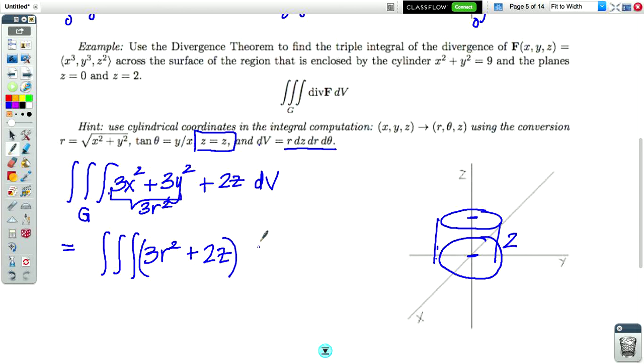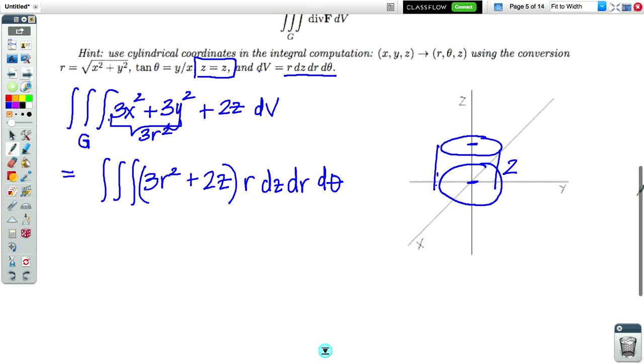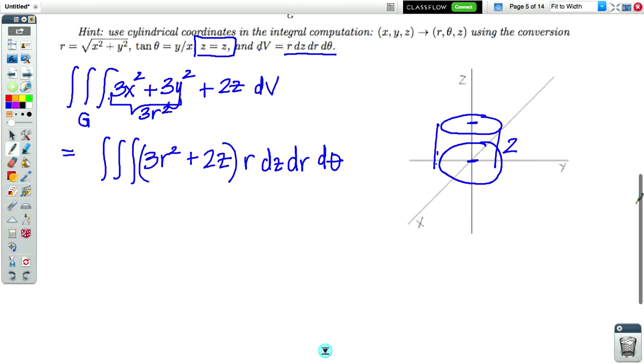And if you watch the video for Green's theorem, there was a quick explanation at the end about why a volume element, or sorry, an area element, dA, converts to r dr d theta when you're in polar. And it's exactly the same reason that there's this little extra r in cylindrical coordinates.